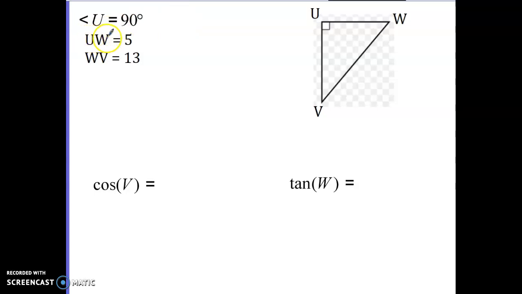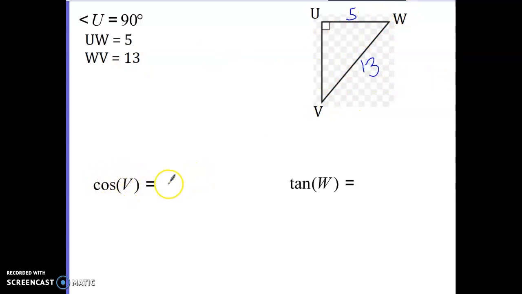UW, when two letters are written next to each other like that, so here's angle U, here's angle W, UW means the distance from U to W. It's basically telling you the length of this side right here is 5. So let's put a 5 on it. And WV is 13. That's here. So let's put a 13 on that. Now let's see if we can answer our questions.